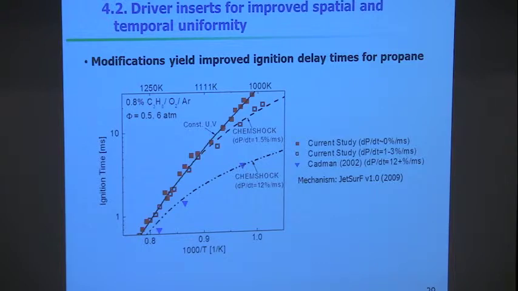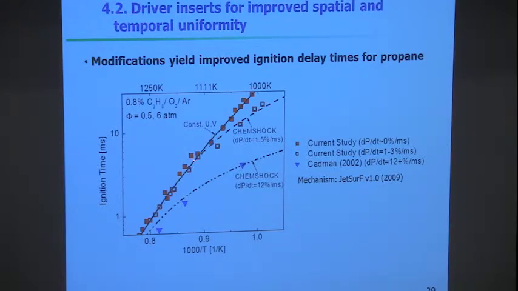This was really a big deal because people were plotting their ignition delay times here, in milliseconds, for propane. Here are some results that were taken in Wales by a small diameter shock tube with a large attenuation rate and therefore a big dP/dt. Cadman was his name. Here are the results that we were getting in our shock tube before we made the driver change. Here are the results that we get after the driver change.